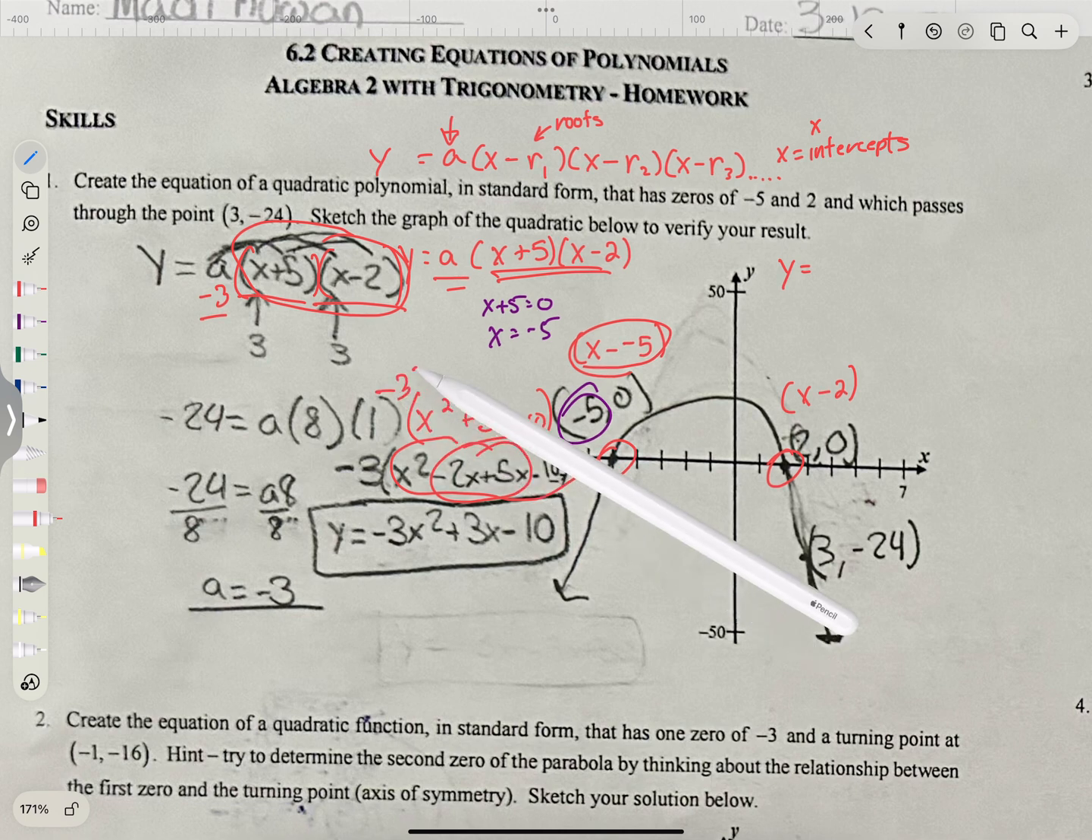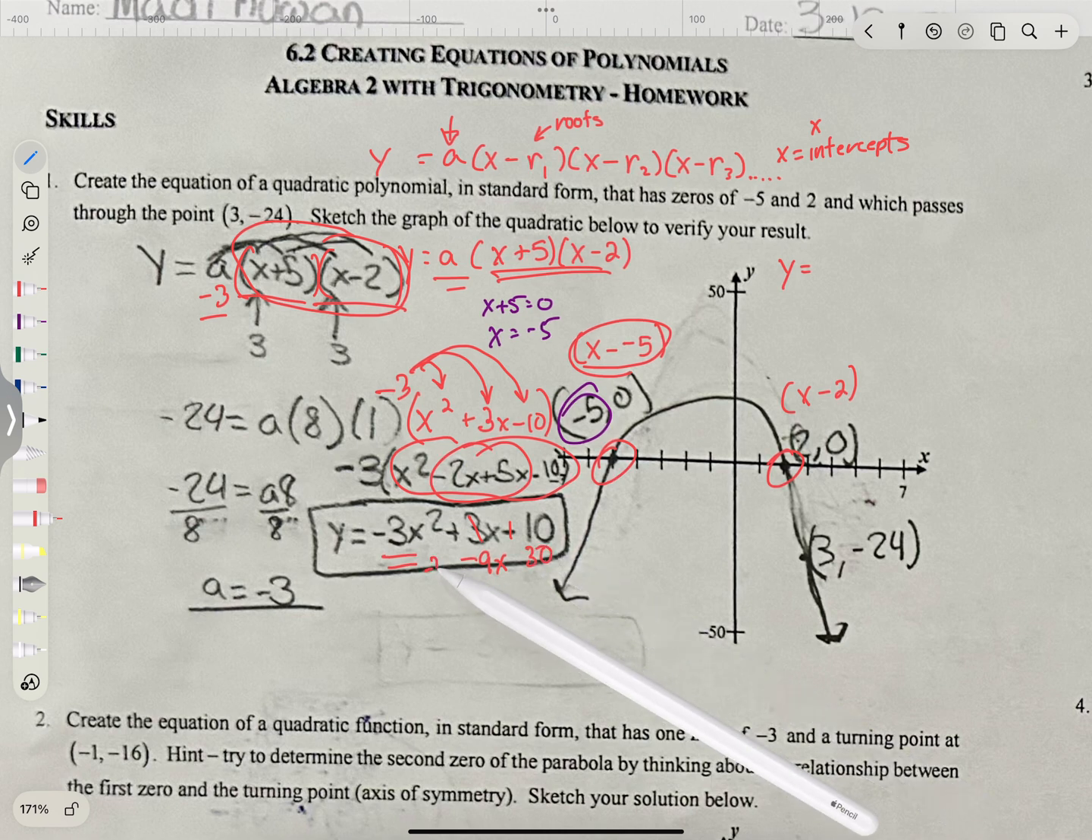Now, when you distribute the -3 at the end, it gives you -3x squared, but I think you get a -9x right there. And you also get a plus 30 there, right? So this -3, you distribute at the very end to all three of these terms. And so our answer for this one should be -3x squared minus 9x plus 30.